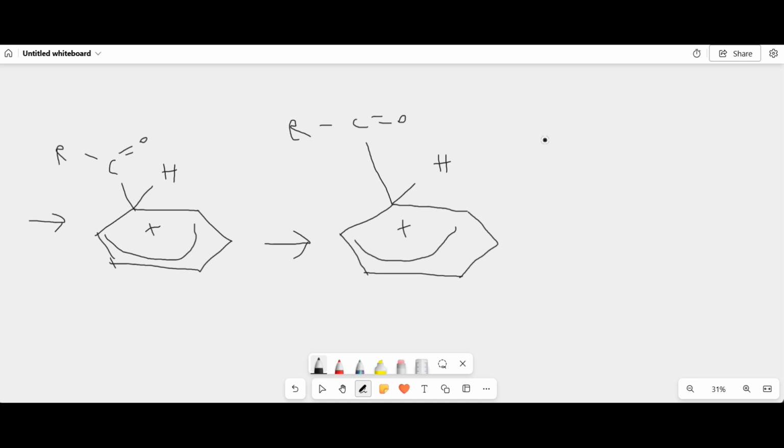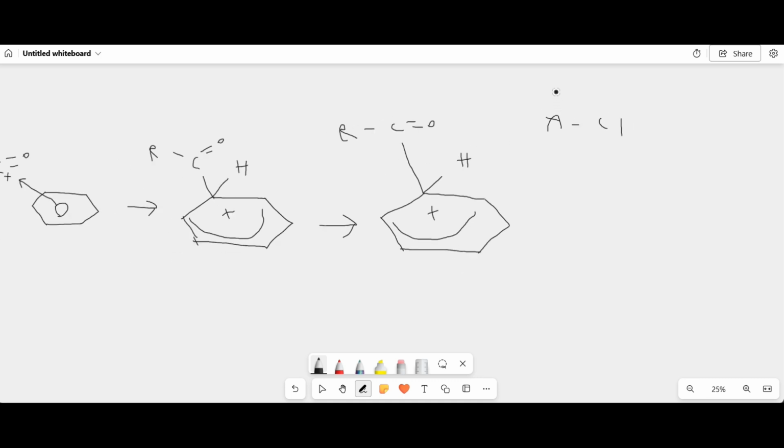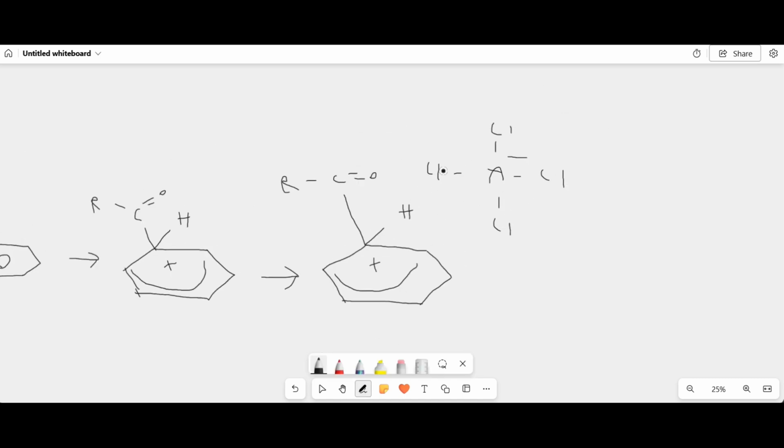Now this AlCl4 minus that was created in the preparation step is going to look like that. Obviously it's negative because Cl minus is attached to it. This is unstable and it's going to want to react. It's going to want to get rid of this negative charge because you've got four Cls around it. So this is going to react.